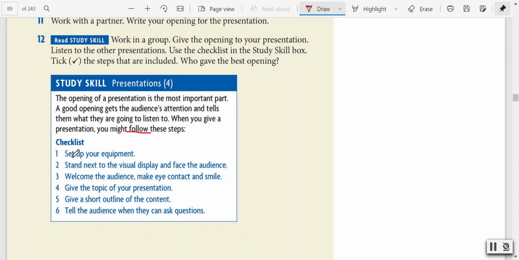Okay, set up your equipment and stand next to the visual display and face the audience.